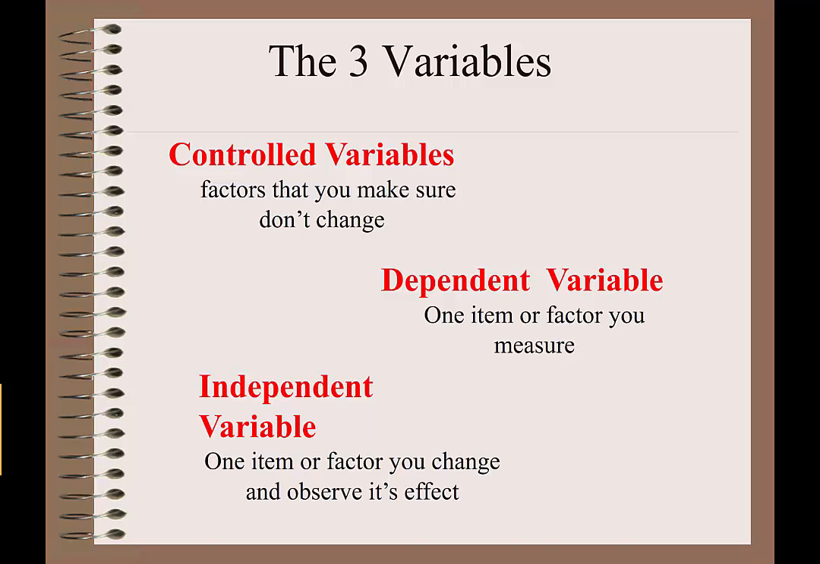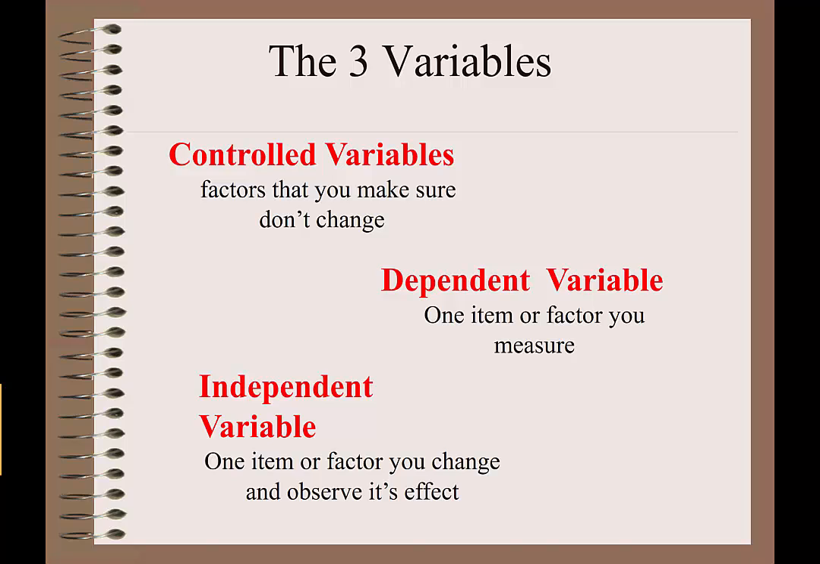The next variable is the independent variable. That's the one thing that you're going to change so that you can observe its effect. So this is the thing that you are going to manipulate. It could be pH, it could be concentration, it could be numbers of animals, it could be the absence or the presence of a predator. There are any number of independent variables depending on what you're looking at.